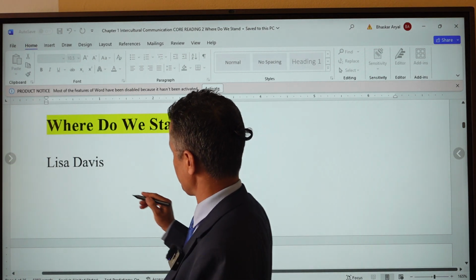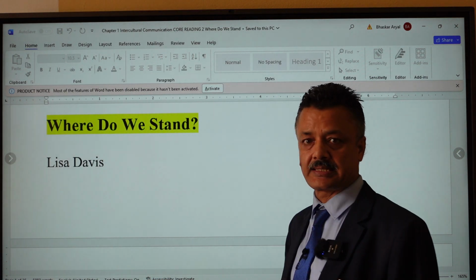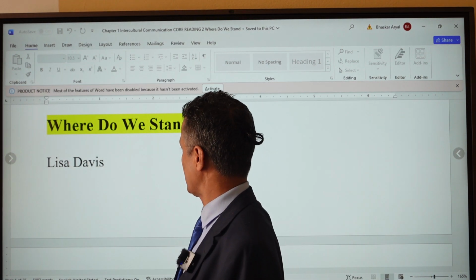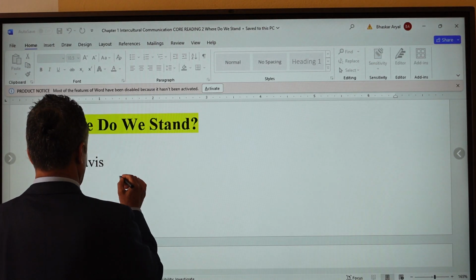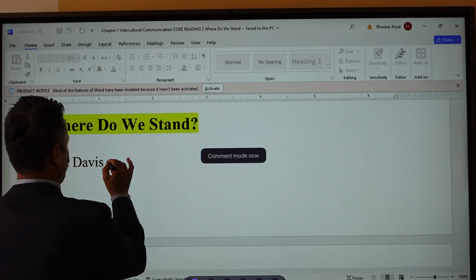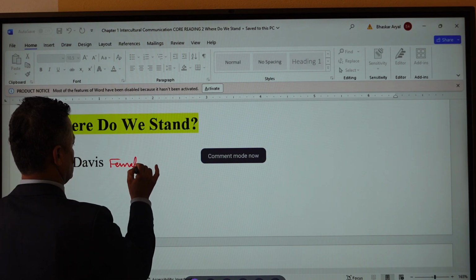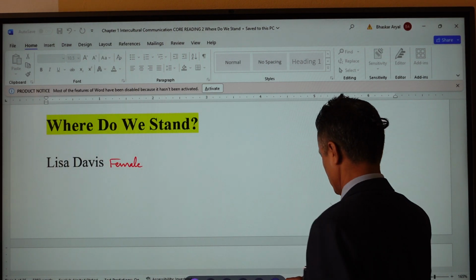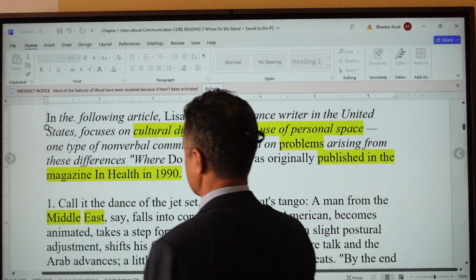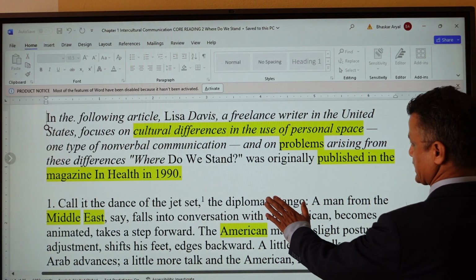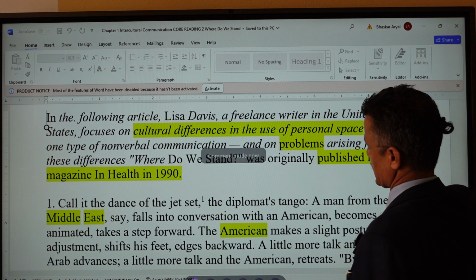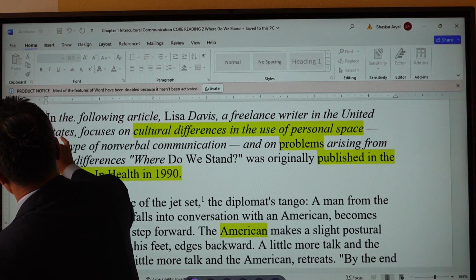So you can see the title of the essay is Where Do We Stand? Earlier we focused on the key words of the title, Where and We Stand. And we also noted that the author, the writer of the essay, is a female author, right? Okay, now we move ahead with reading. So you will see that before the essay starts, there is a short note, as you can see it here.